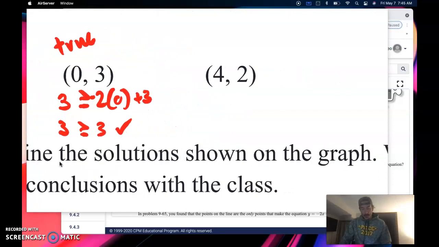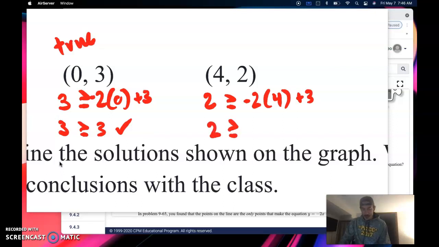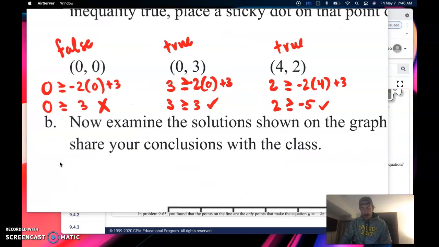And then one more time, 2 is my y. Is that, I'm asking, greater than or equal to negative 2 times 4, and then plus 3. Okay. Negative 2 times 4 is negative 8. Negative 8 plus 3 is negative 5. So 2, is that greater than or equal to negative 5? And the answer to that is yes, it is. So we've identified another true scenario.